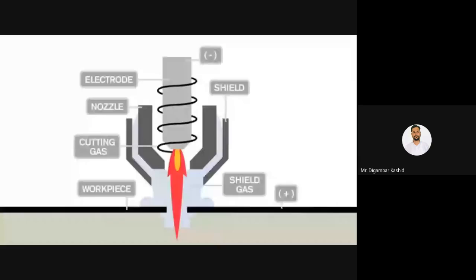A better idea is, let's see how it works. Here's the inside of a plasma torch, the kind typically used on cutting tables. Gases are supplied, and in this example, a second inert shield gas is used to protect the workpiece and blow off melted metal.